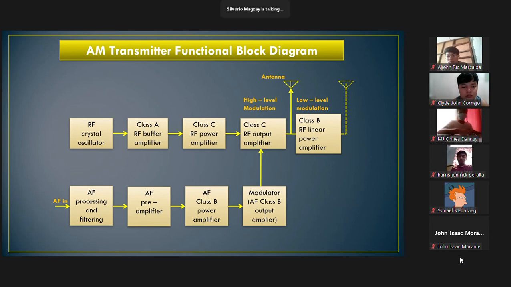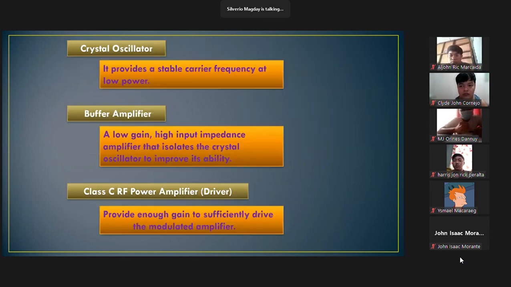Yung crystal oscillator dito, ayan, yung produce nung carrier mo. Your carrier oscillator generates your carrier signal, which is a higher frequency than the modulating frequency or your audio frequency na input, which is a low frequency. Okay, himay-himayin natin. Let's see ano yung mga ginagawa nung every component in an AM transmitter.